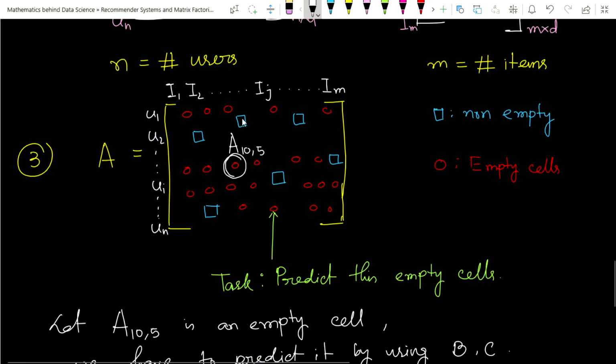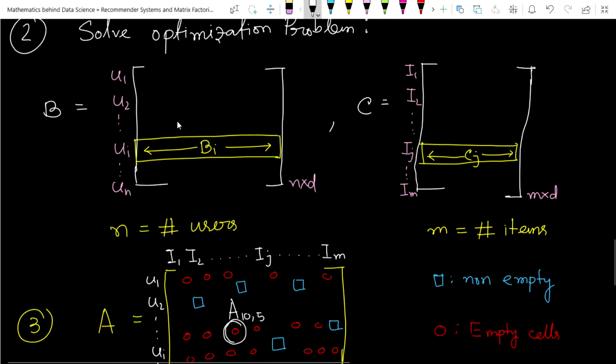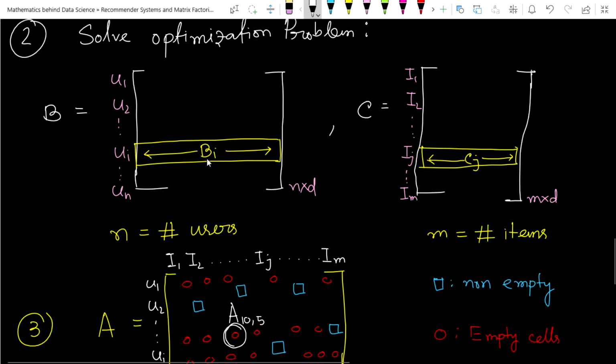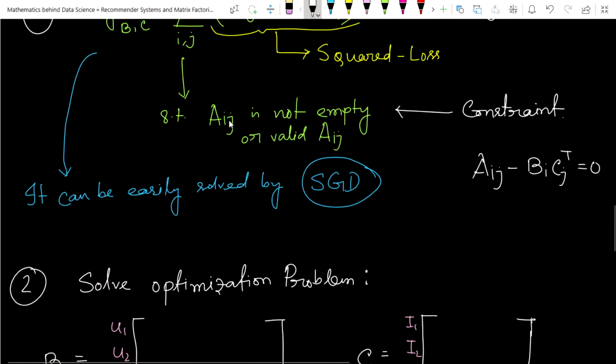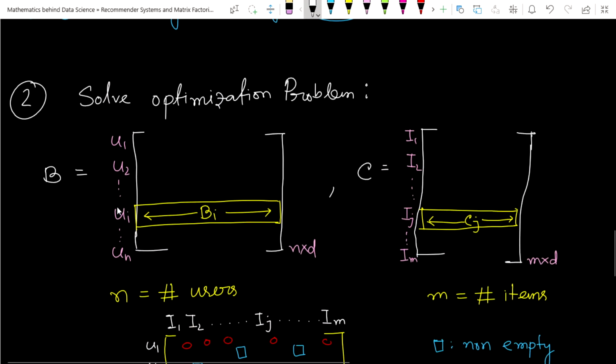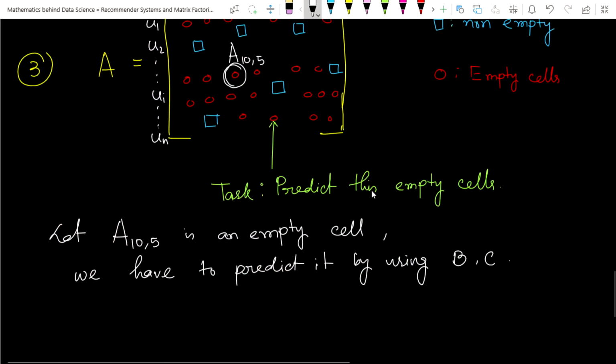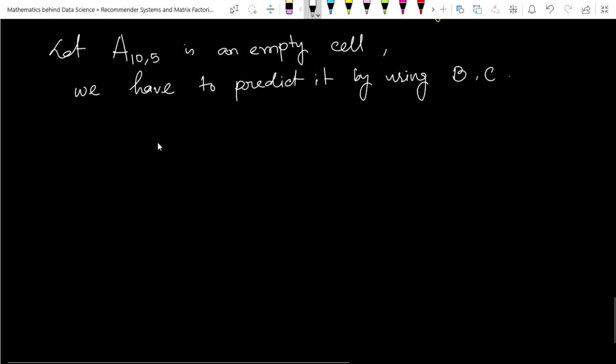Those cells have the valid value. We only have this data to predict these non-empty cells. So each row of B and C must be a non-empty row, since we have used the non-empty elements of our Aij. That's why we have considered only the valid values of Aij. Because of these reasons, each row must be a non-zero row. So for these reasons, we can predict like this.